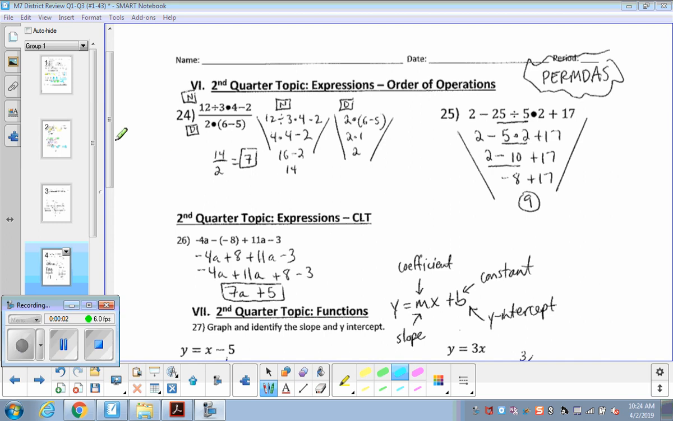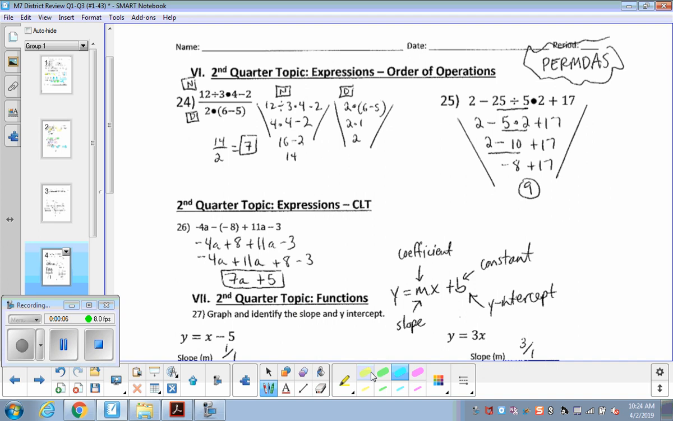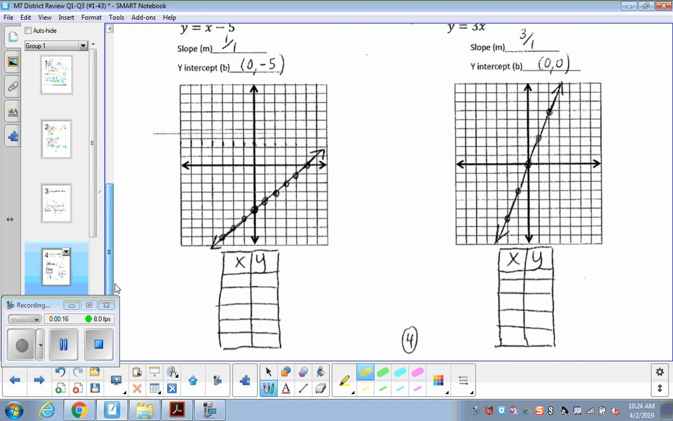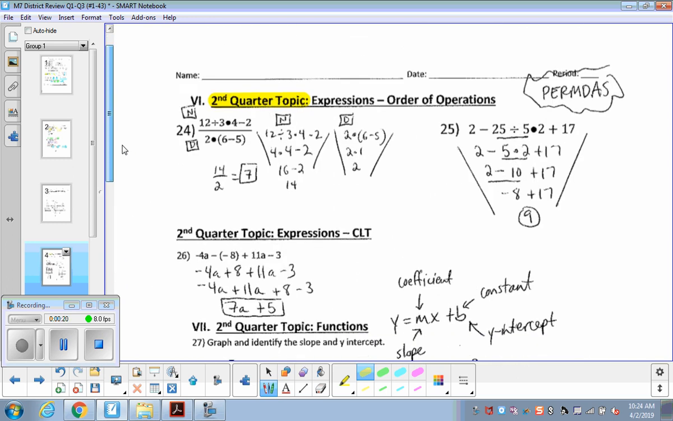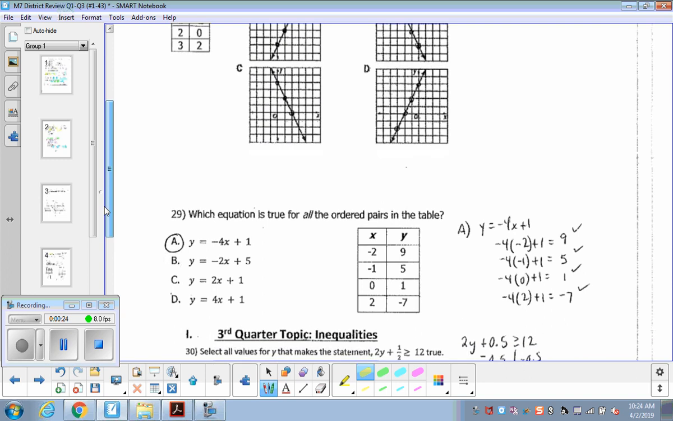So in this video, I am on page 4, and I'm going to be going over some of the second quarter topics that we had. We're going to be going through PEMDAS in this video. We're going to be going through combining like terms in this video. And down here, functions we already went through in class, but I am just going to do a brief review of that. After that, I will be flipping over and going through question 28, and we'll be talking about question 29.